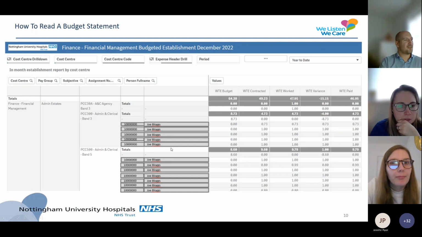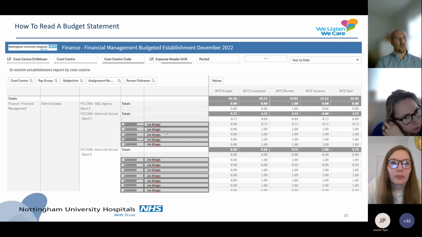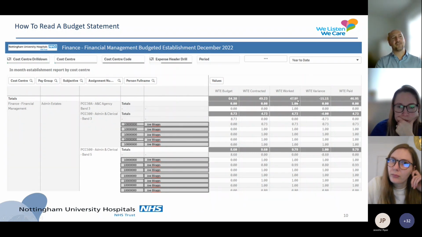The other thing that you should get with your budget statement is an establishment report, so that you can see exactly who's getting paid in your areas. As you can see, I've got a lot of Joe Bloggs in mine just for IG reasons, but effectively what it tells you is by pay band, who you've got in which positions, and then you can see how many you've got budgeted and who's making up the overall. So although I had 47.95 worked, I've got contracted 49.23, which means that one of my staff is probably off sick.